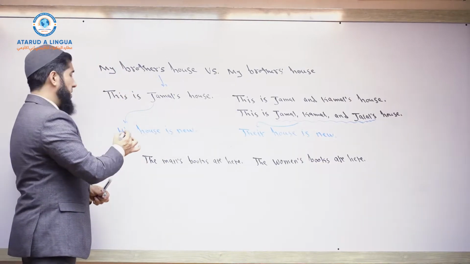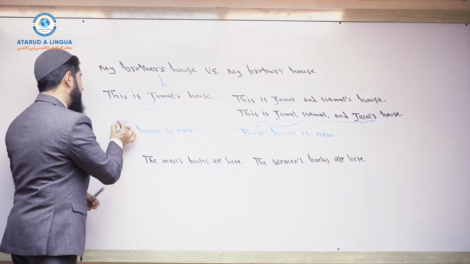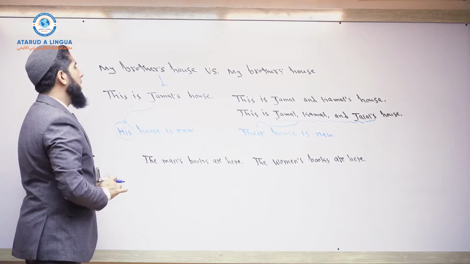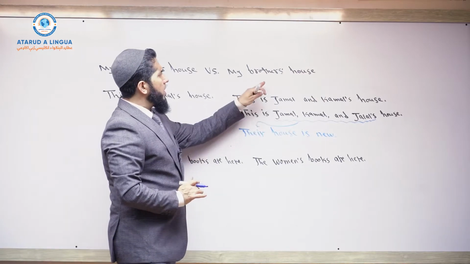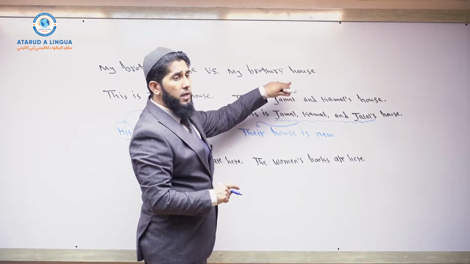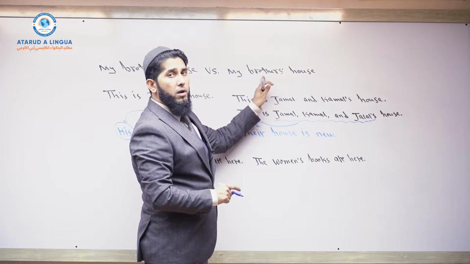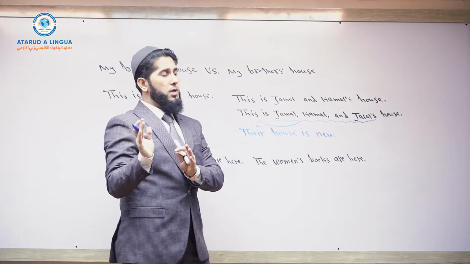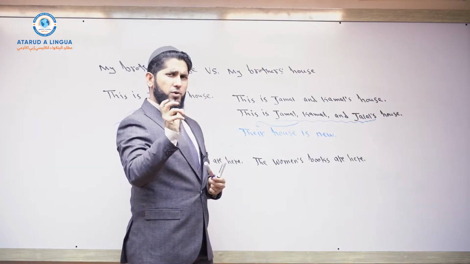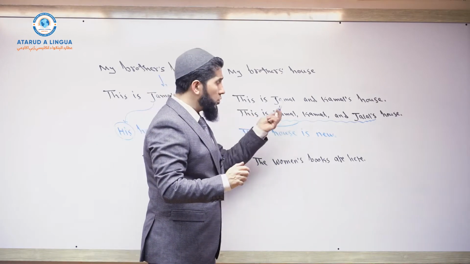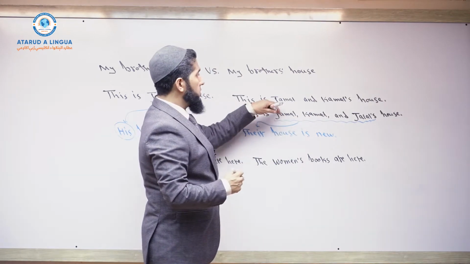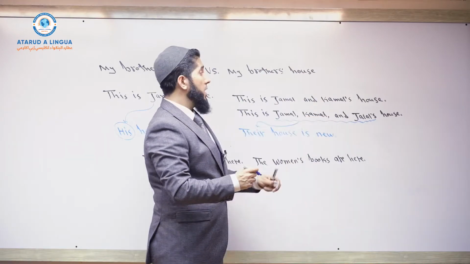And now the possessive adjective would be his. So his house is new. And here, my brothers' house, when the apostrophe is used after s, it means that this house belongs to more than one person. So now, if you want to use proper nouns, this is the way. For example, if there are two people, this is Jamal and Kamal's house.